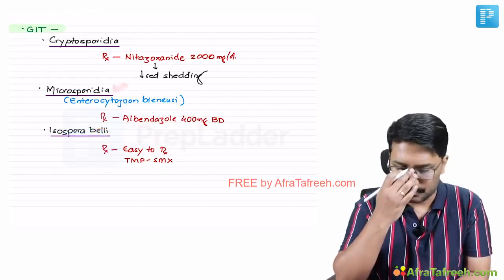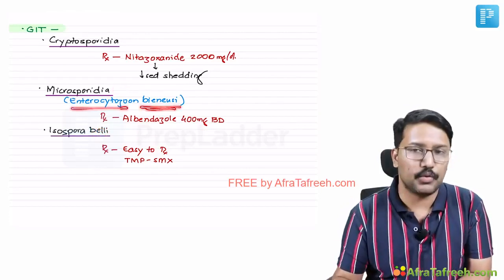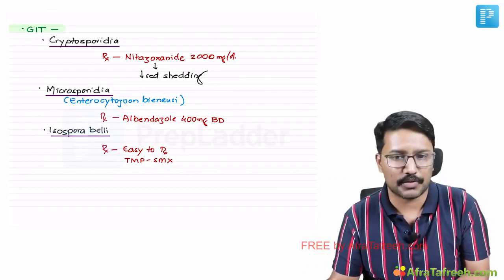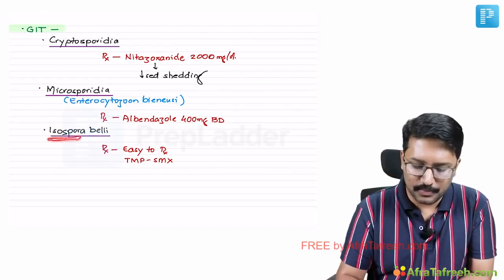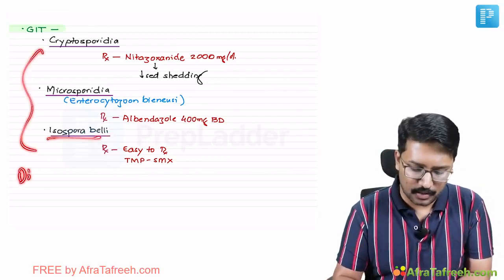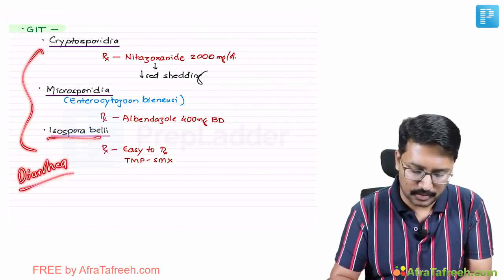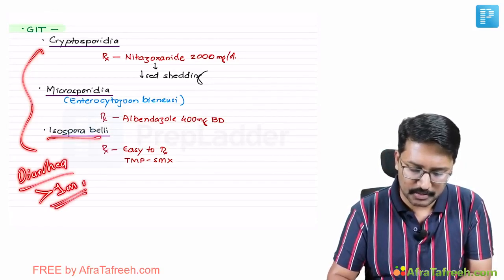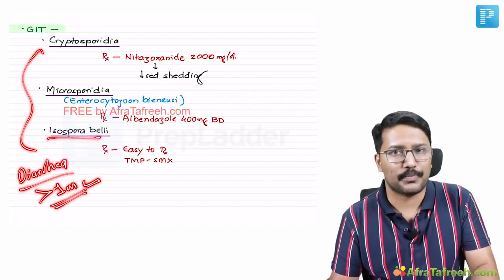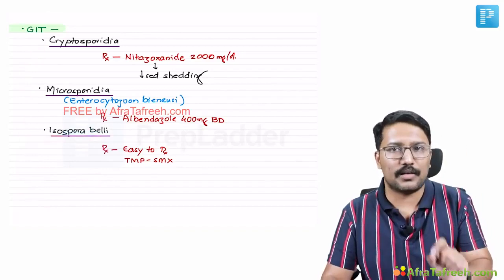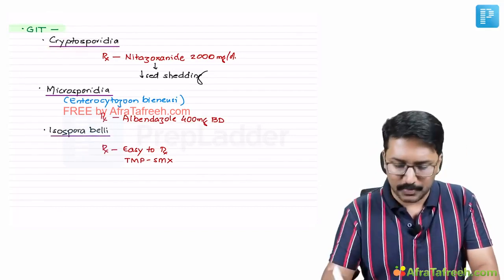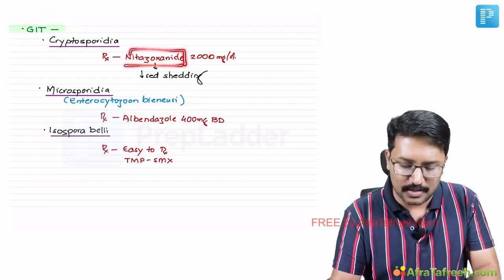Similarly, microsporidiosis caused by Enterocytozoon bieneusi. There also the patient can present with chronic diarrhea, may be associated with malabsorption. And Isospora belli infection, right? All of these can present with chronic diarrhea lasting for more than 1 month. An HIV patient having diarrhea lasting for more than 1 month, these are the infections that we will be suspecting first. MCQ wise, they might ask you what is the drug of choice for these three organisms. So if it is cryptosporidiosis, the drug of choice is nitazoxanide.